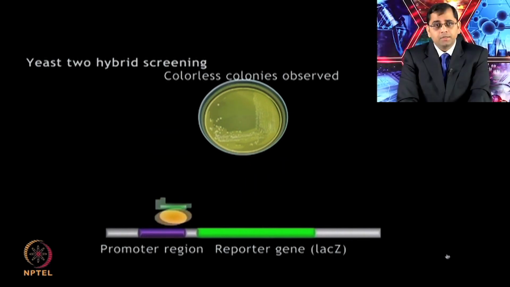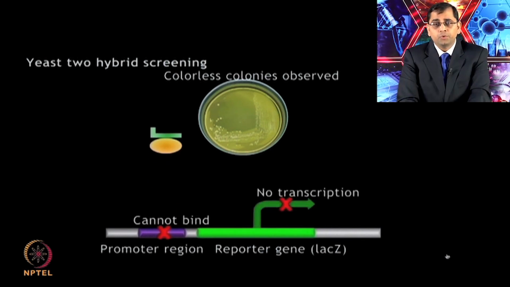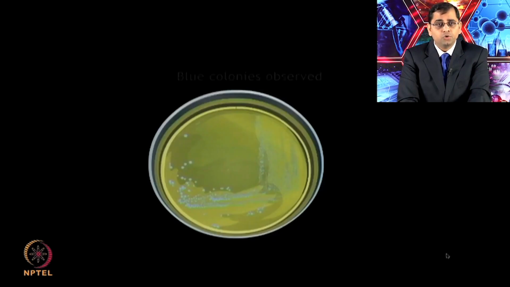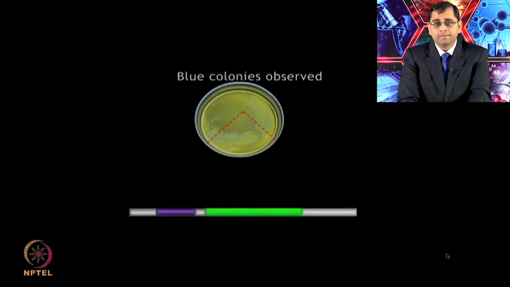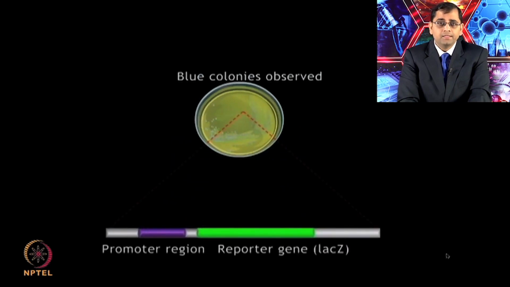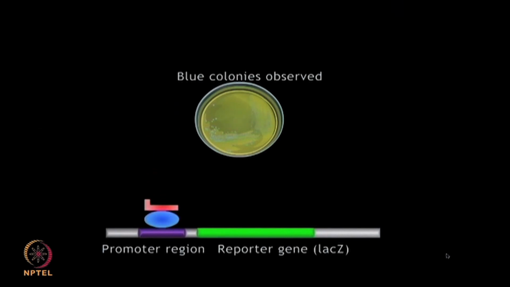When the bait protein bound with the binding domain interacts with the prey protein fused with the activation domain, there will be expression of a reporter gene which can be easily detected. LacZ is a commonly used reporter gene whose protein product, beta-galactosidase, cleaves the substrate X-gal, resulting in blue colonies.